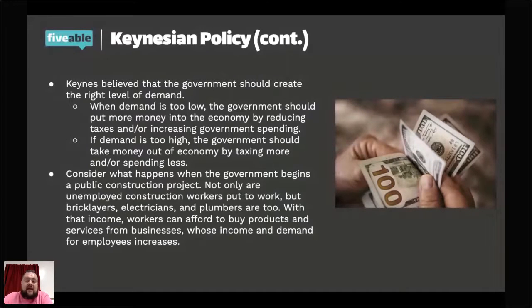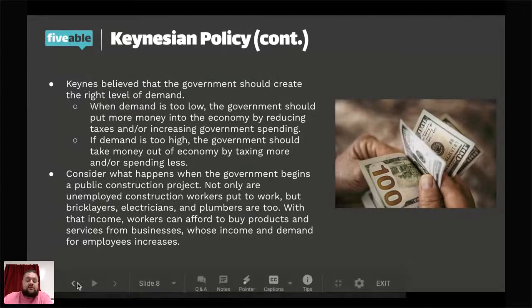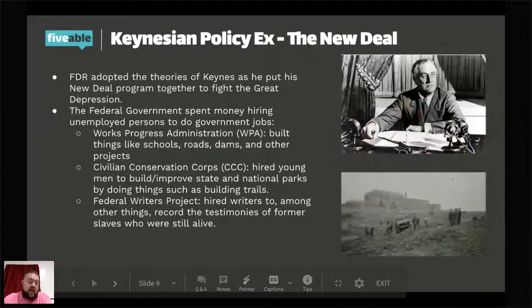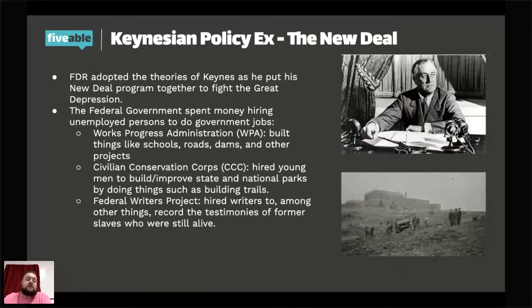That's the idea here. So the best example of Keynesian policy is the New Deal. FDR fully adopted the theories of Keynes as he put the New Deal programs together to fight the Great Depression. So the federal government, utilizing Keynesian policy, hired unemployed persons in the United States, because unemployment was like 25%, to do a variety of government jobs.